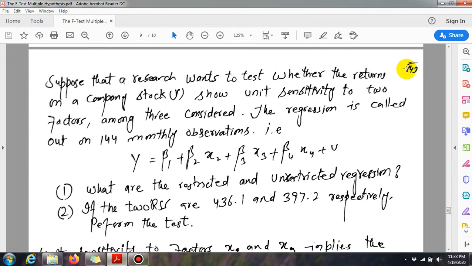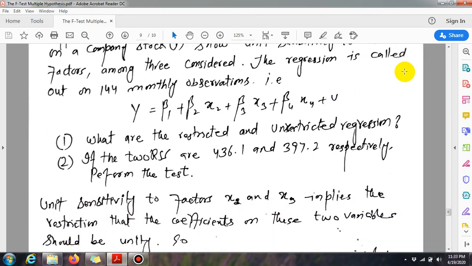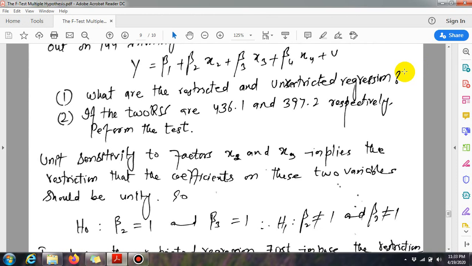Here I have mentioned the page for the Brooks book. Now we have to find what the restricted and unrestricted regressions are in this regression line. What do you mean by restricted and unrestricted regression? If the two RSS are 436.1 and 397.2 respectively, perform the test.